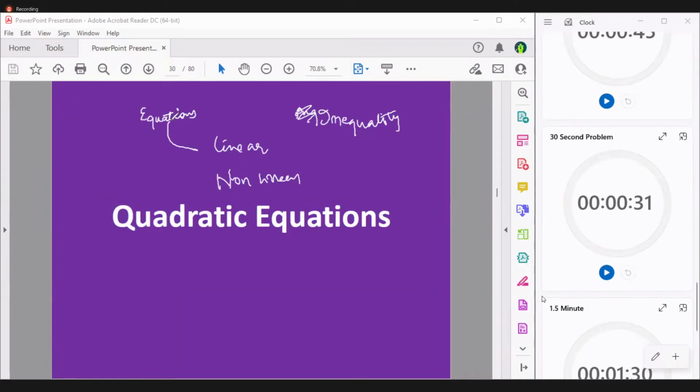Okay, so equations: if it is linear, that means that in a graph, in a Cartesian plane, a straight line will be plotted for that particular equation. Same goes with inequality. If the inequality is plotted, it will be straight lines, in the sense that there will be no curve. But when it comes to non-linear, the graph plotted for that particular equation or inequation has curves in it.